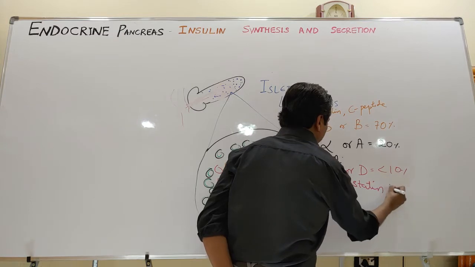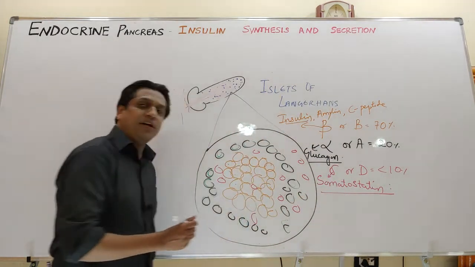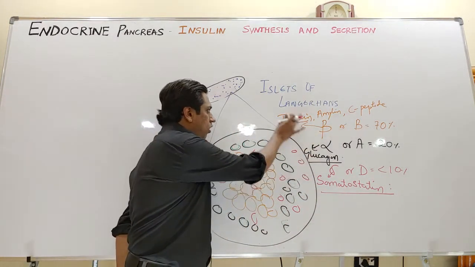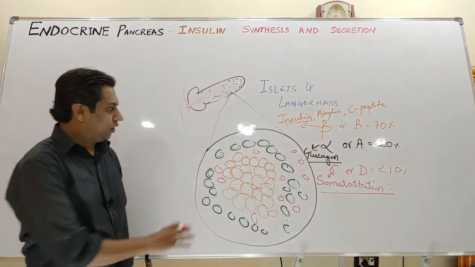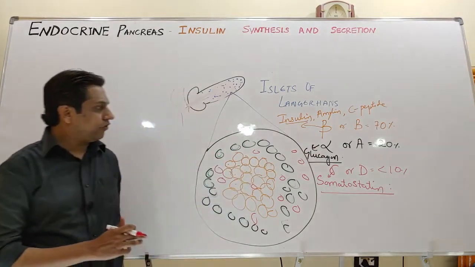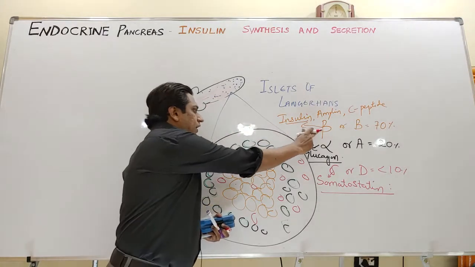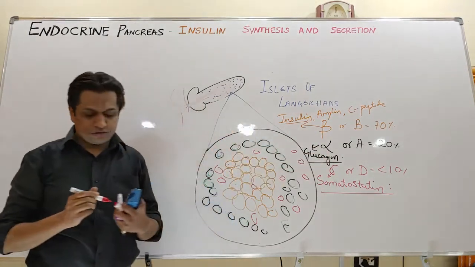So this somatostatin is usually an inhibitory hormone. It will inhibit the secretion of glucagon as well as insulin. Okay, so this is the third type of cell. First was the beta cell, then the alpha cell, then somatostatin.